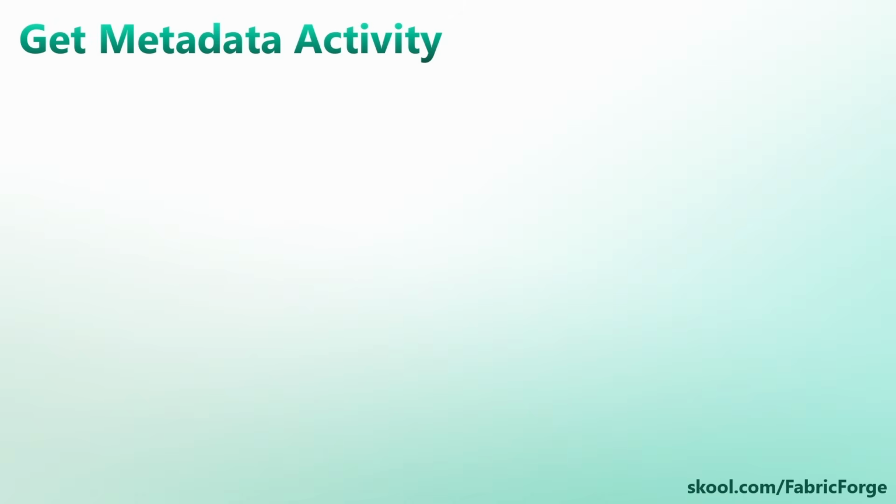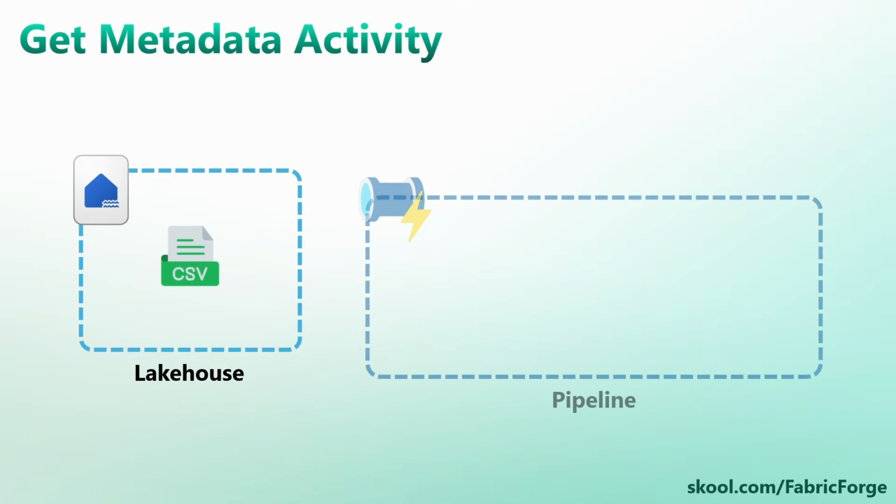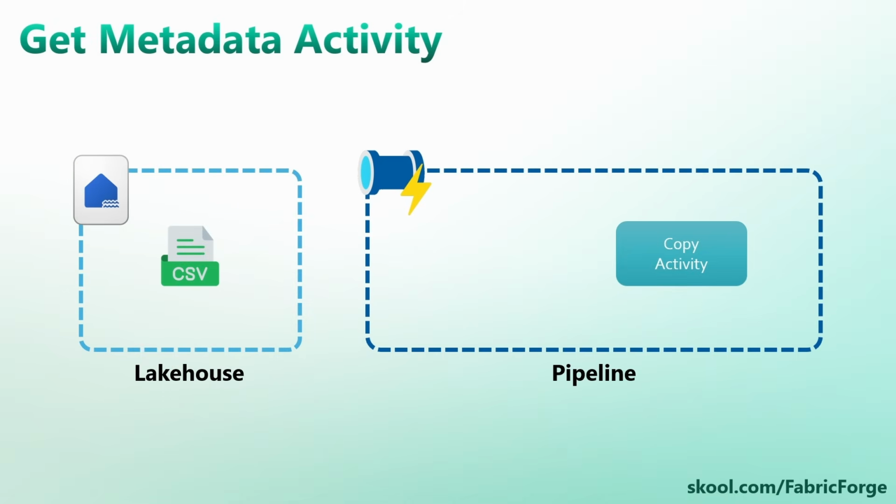Let's imagine a situation where we have a lakehouse. In that lakehouse, we have a CSV file, then we have a Fabric data pipeline. In that pipeline, we have a copy activity that would copy the contents of this CSV file. However, we have wrapped this copy activity in an if condition, and we would like to only run this copy activity if the CSV file has been modified during the past 24 hours. How would we do this?